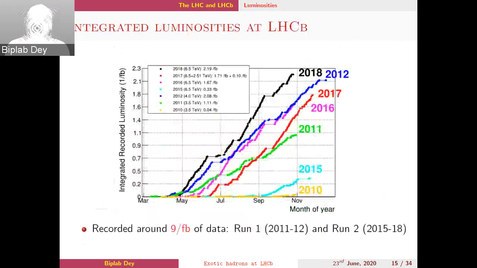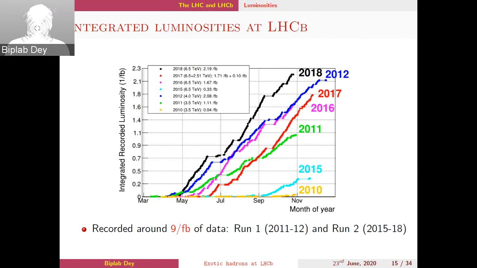We took data from 2011 till 2012. If you listen to LHC talks, we always talk about Run 1 and Run 2. That's the run period, and also the square root of s. We moved from 7 and 8 TeV to 13 TeV in Run 2. We collected around 90% of the luminosity, so this is roughly 90% efficient on what the LHC delivered to us.